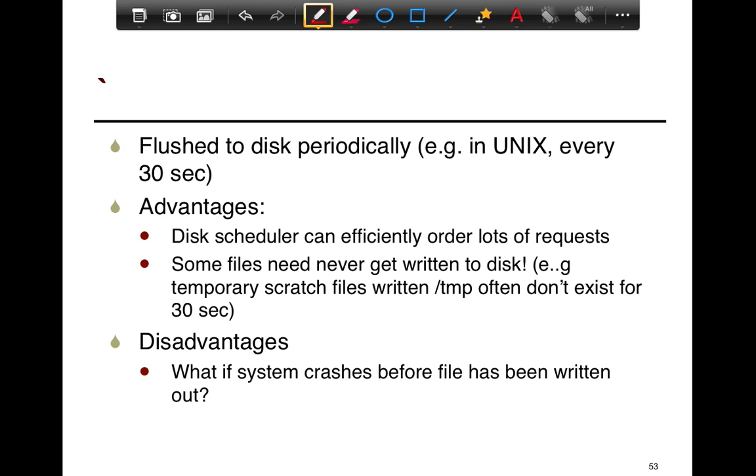The advantage of delaying this flush is that the disk scheduler can effectively reorder a bunch of requests, or you can filter them out if you write the same file multiple times in 30 seconds. The other benefit is that some files may never get written to the disk. For example, temporary files created and deleted quickly will never be flushed to disk. But the disadvantage is what happens if the system crashes before the file has been written out, and how do we recover from that?